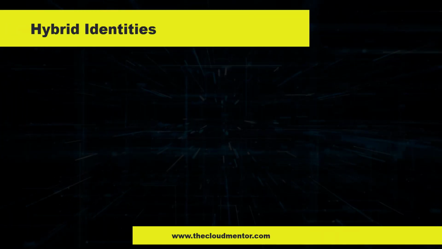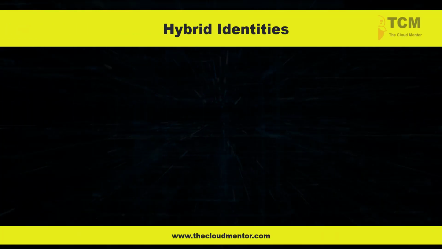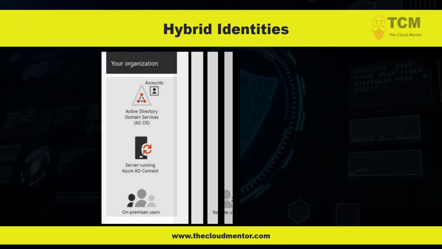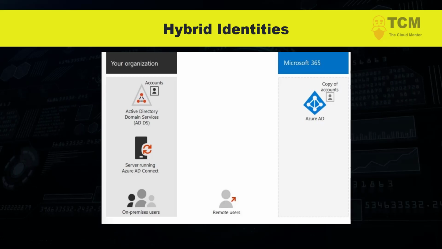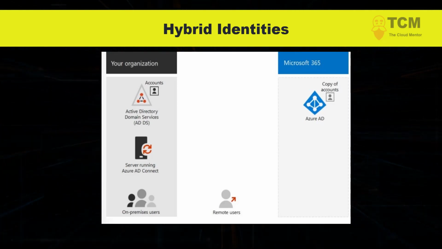A lot of organizations would have an on-premises directory as well. We call it Active Directory. And when we are talking about hybrid identities, we mean to say that the identities on premises are then synchronized to Azure Active Directory. So hybrid identities use accounts that originate from your on-premises Active Directory, and then they will have a copy of that identity on the Azure Active Directory tenant.